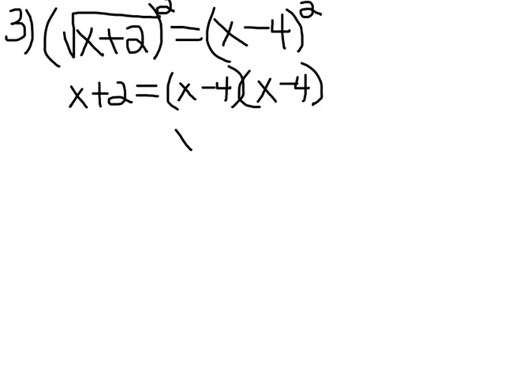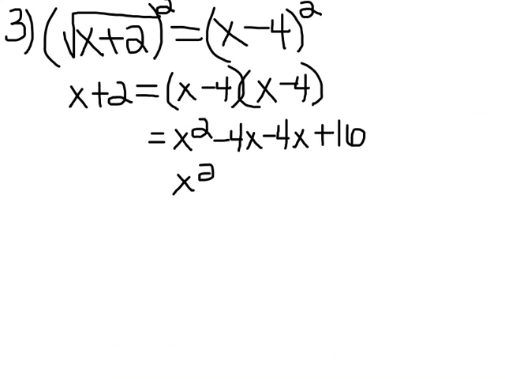X times x is x squared. X times negative 4 is negative 4x. Negative 4 times x is a negative 4x. And negative 4 times negative 4 is a positive 16. We'll then combine our middle terms here to get x squared minus 8x plus 16. And let's bring down the x plus 2 on the left side of our equation.